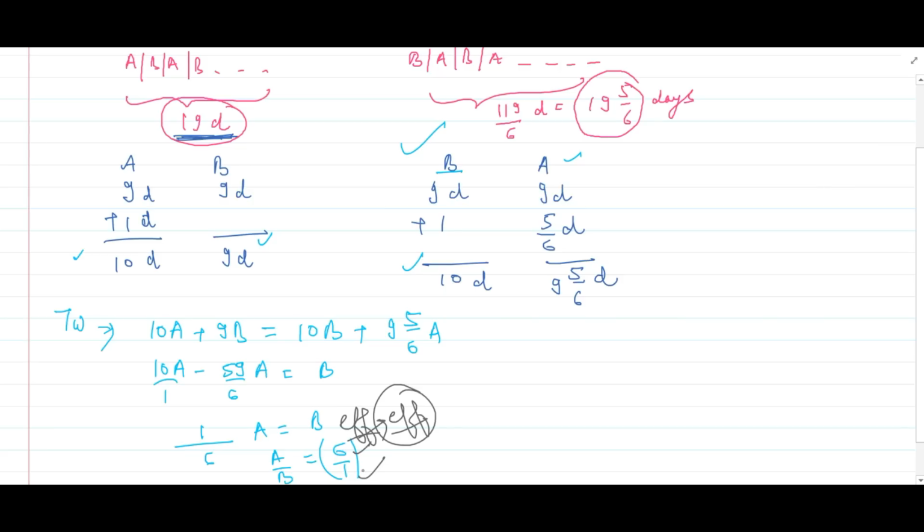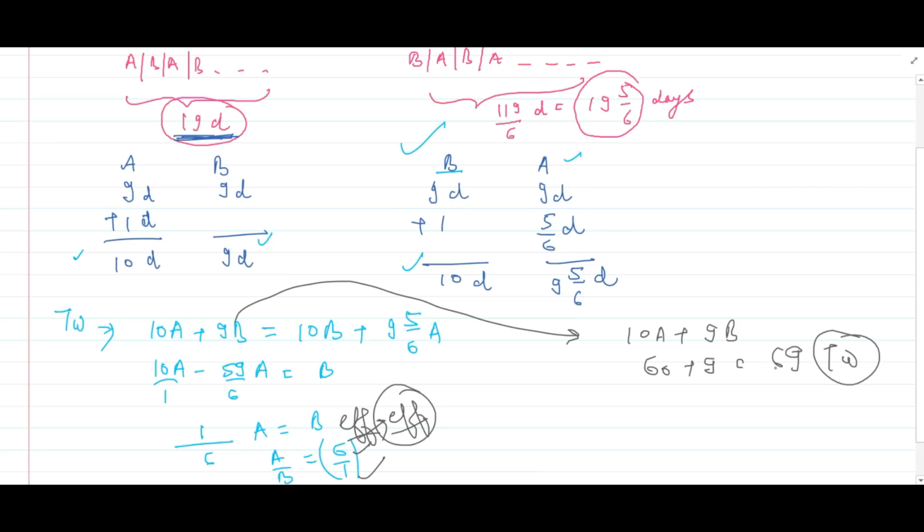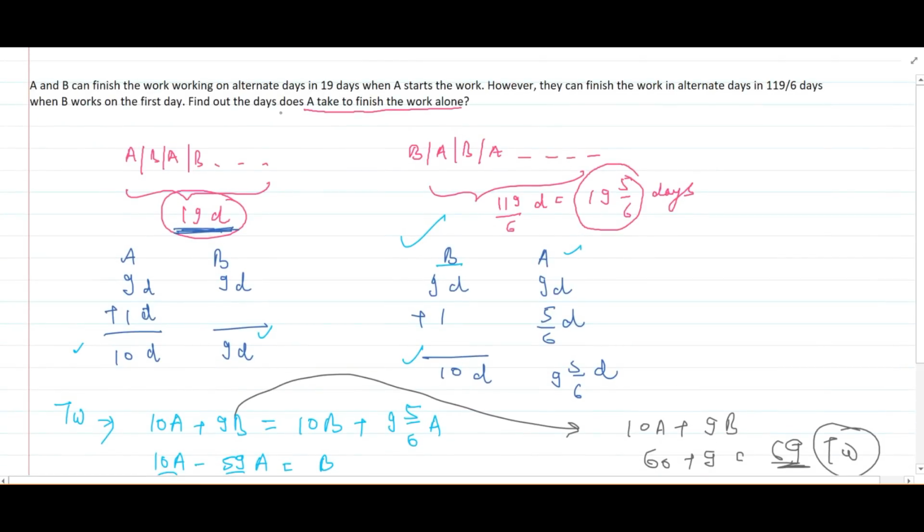Now if we know the efficiency, we can find out the total work. So let me put the value of these efficiencies in this equation. 10A plus 9B. We know A is 6, so 10 times 6 is 60, plus 9B, B is 1, so 9. So 69 is the total work. This is the total work, and let me check what we have to find out. We have to find out the days that A will take to finish the work. So we have to find out the days taken by A.